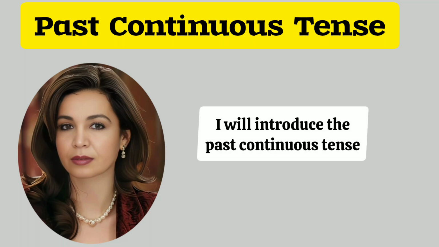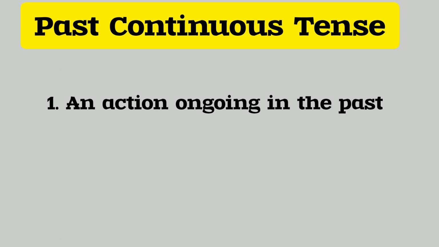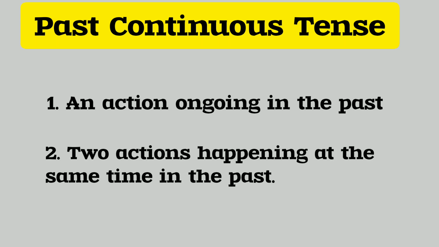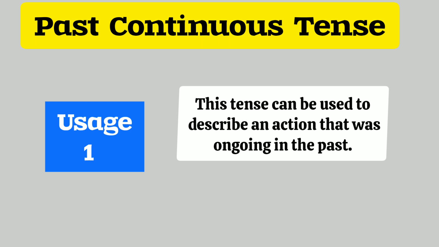Today in this lesson, I'm going to introduce the past continuous tense. This tense is used to describe an action that was ongoing in the past. It can also be used to describe two actions happening at the same time in the past. We are going to learn a lot of things in this video with examples. So keep watching. Let us take a look at the first usage of the past continuous tense.